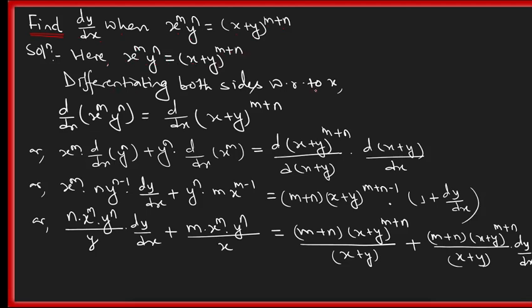Directly we can differentiate this. Differentiating both sides with respect to x, d by dx of x to the power m times y to the power n equals d by dx of x plus y to the power m plus n. And here we can apply the product rule. First no change derivative of second plus second no change derivative of first. Left side is completed. Here you can use power rule.